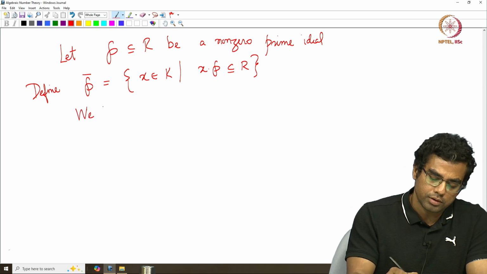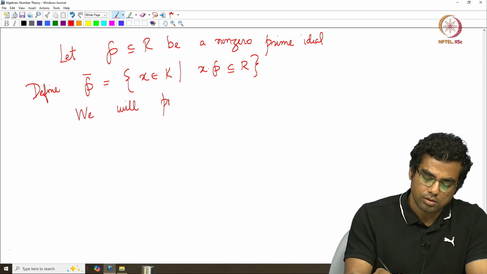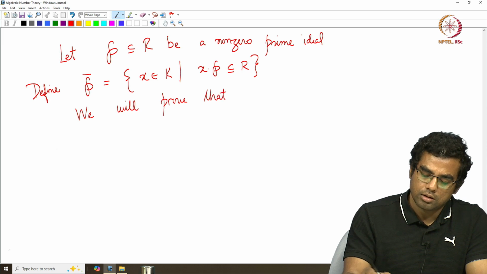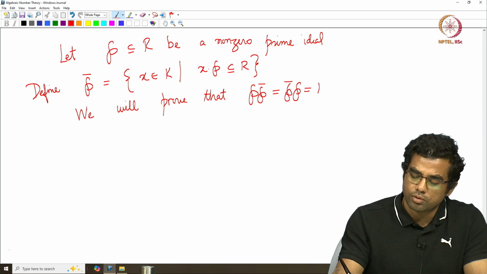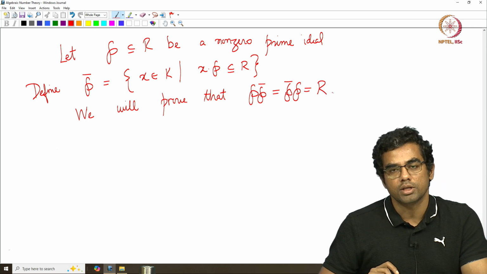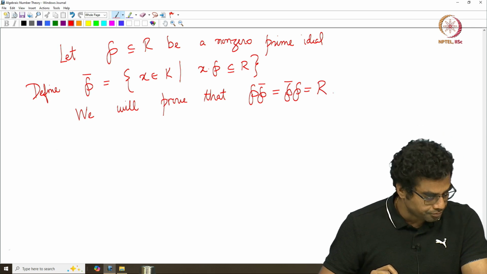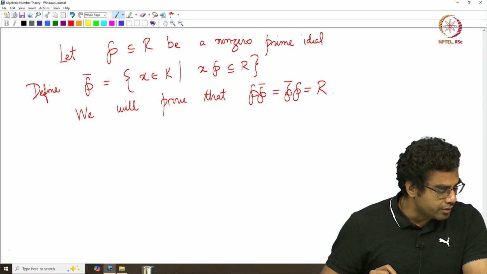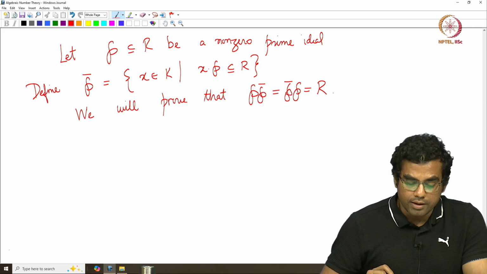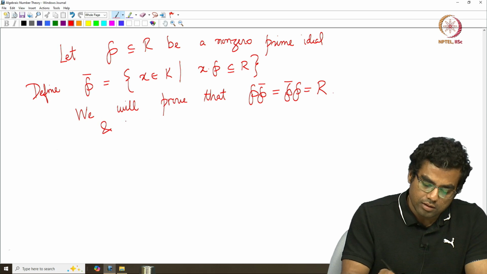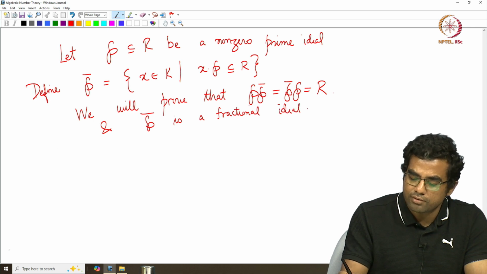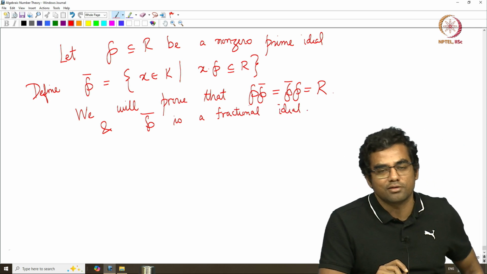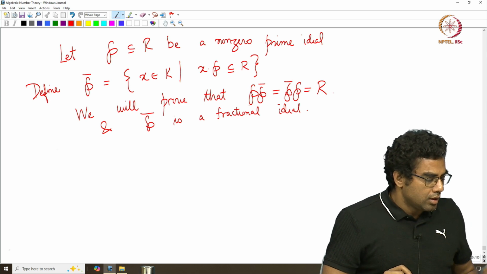So, we will prove that P bar P is equal to R. So, P bar will turn out to be the inverse of our prime ideal P. This is what we are going to prove, and at the moment also that P bar is a fractional ideal. Otherwise we have not constructed an inverse if P bar is not a fractional ideal.